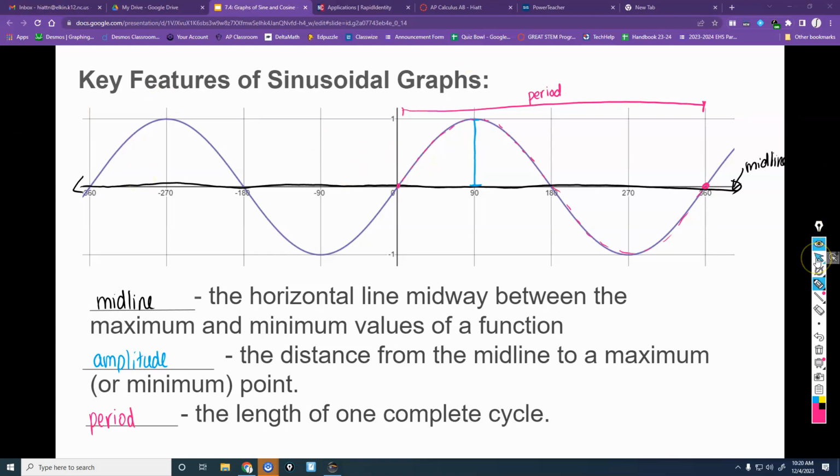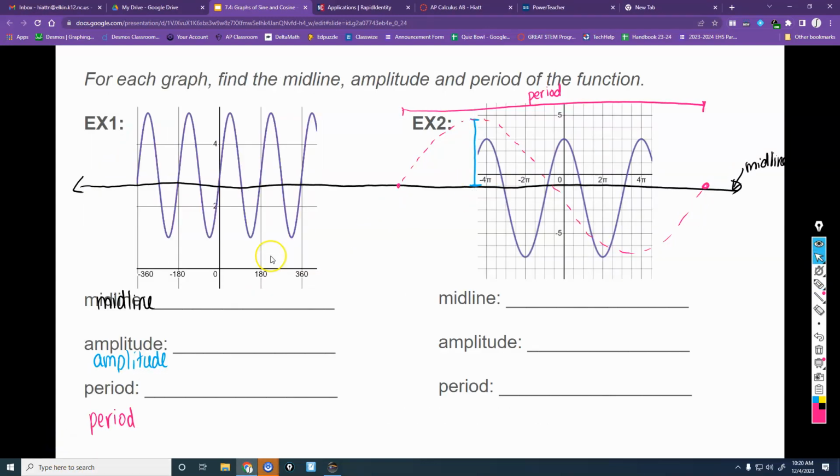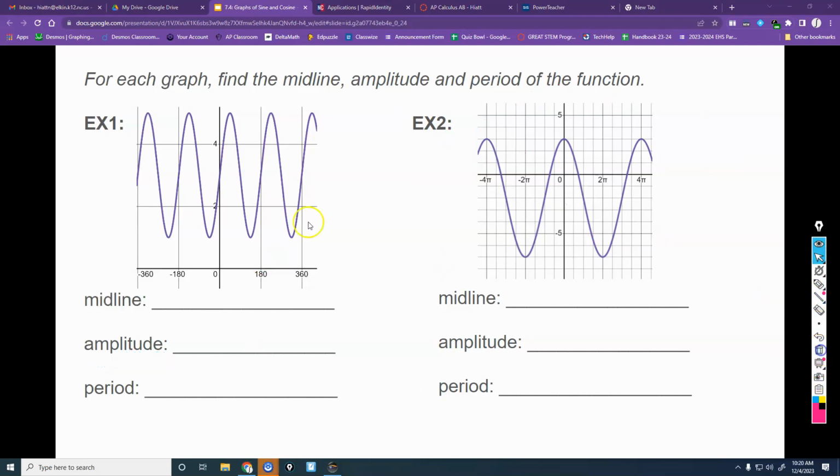So let's look at the types of problems you're going to see from this. You will have some that will be just from graphs, okay? And from these graphs, you will be asked to find the midline, the amplitude, and the period of the graph, okay? And if your graph has numbers on the x-axis, like you see here, particularly big numbers, you're going to assume, if they don't tell you otherwise, that you're in degrees.